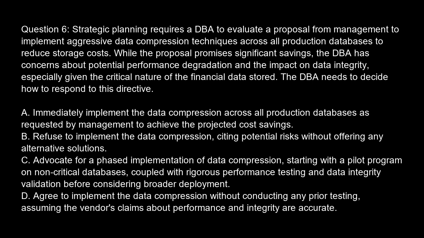Option A. Immediately implement the data compression across all production databases as requested by management to achieve the projected cost savings. Option B. Refuse to implement the data compression, citing potential risks without offering any alternative solutions. Option C. Advocate for a phased implementation of data compression, starting with a pilot program on non-critical databases, coupled with rigorous performance testing and data integrity validation before considering broader deployment. Option D. Agree to implement the data compression without conducting any prior testing, assuming the vendor's claims about performance and integrity are accurate.